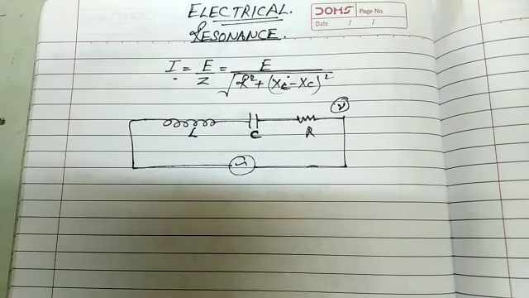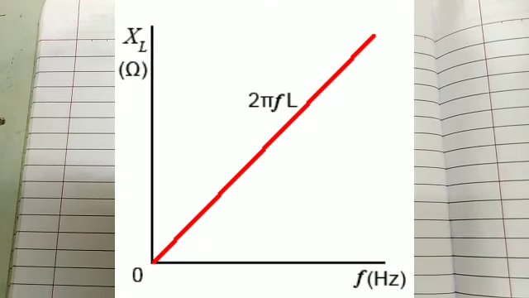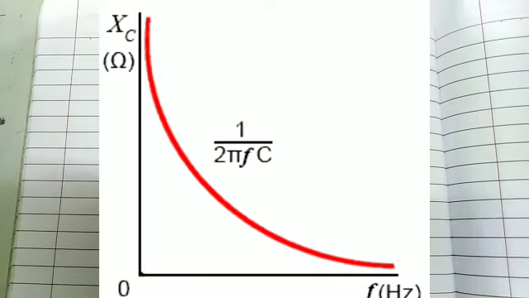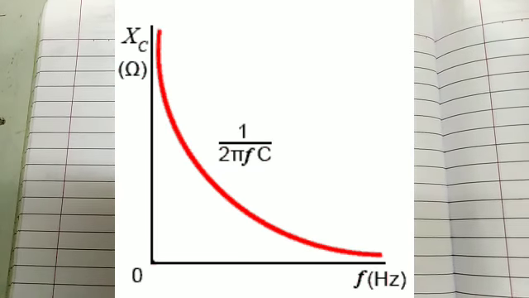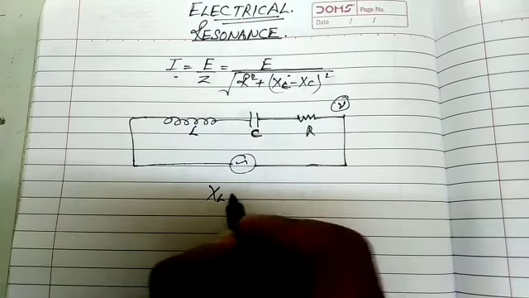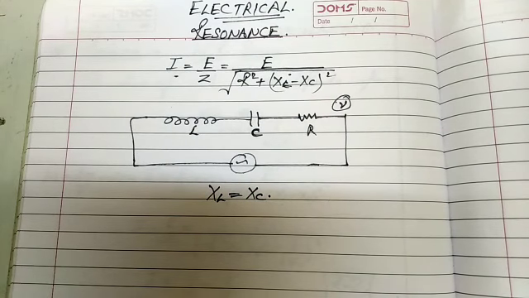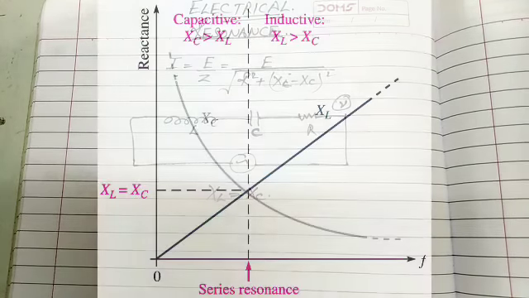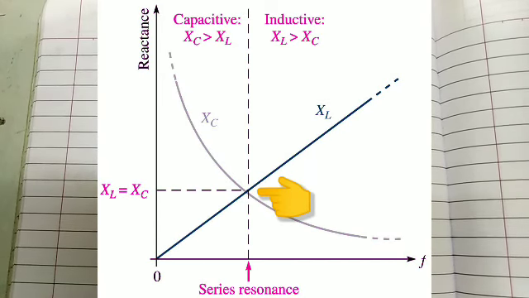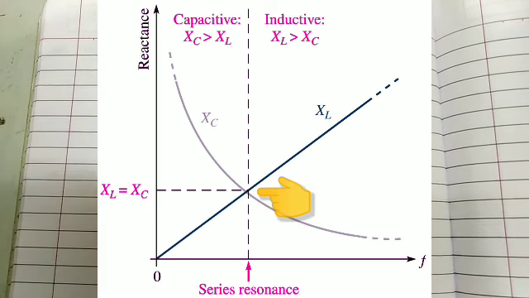If we draw a graph between L and frequency, we get this shape, and if we draw a graph between C and nu, we get this shape. We have to find the frequency at which XL becomes equal to XC. So we will combine both these graphs. The shape of the graph is shown here. This point is the frequency at which resonance occurs.